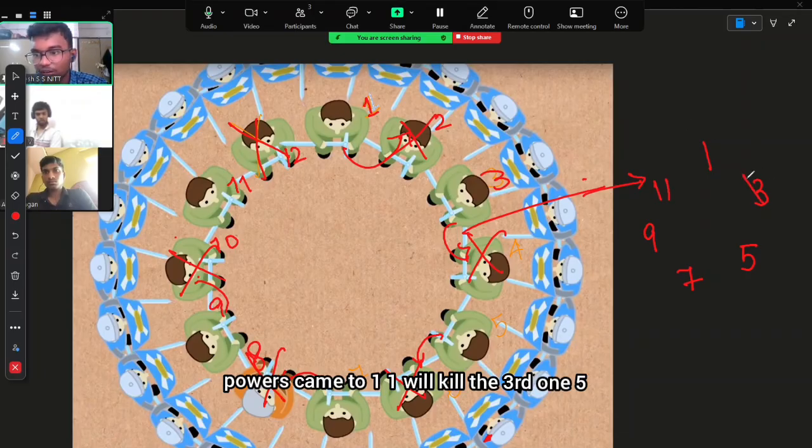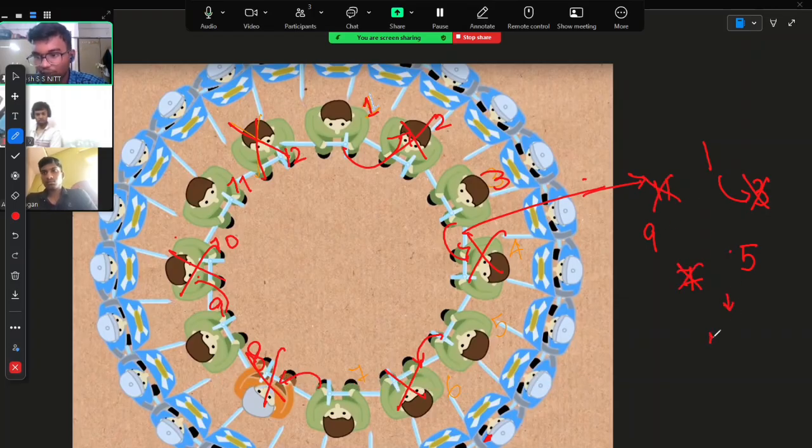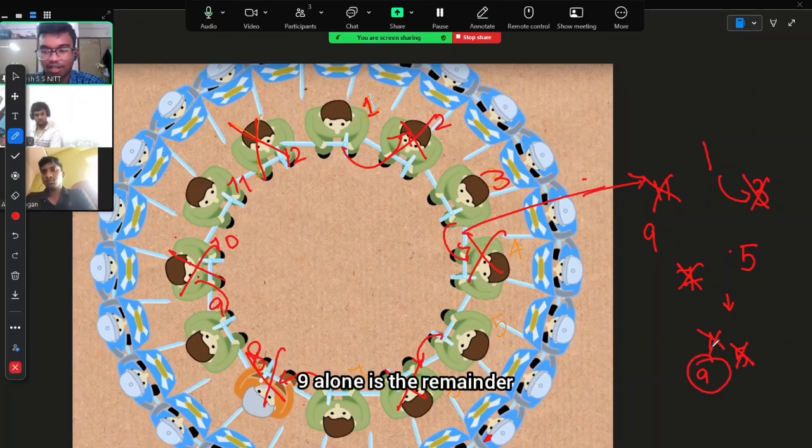1 will kill the third one, 5 will kill the seventh one, 9 will kill the 11th one. And then again 1, 5, 9 remain. The 11th one is killed, so the turn again came to 1. So 1 will kill the fifth one, 9 will kill the first one, and 9 alone is the remainder.